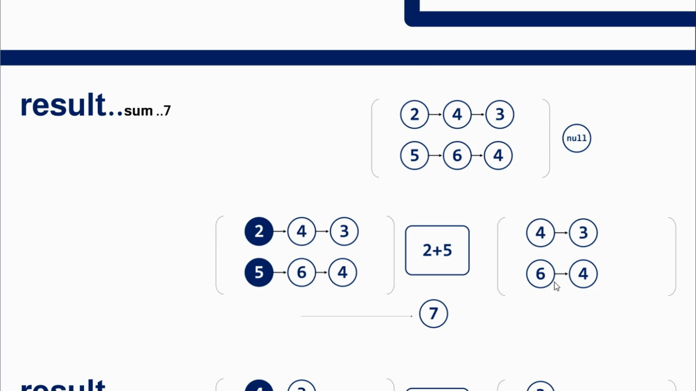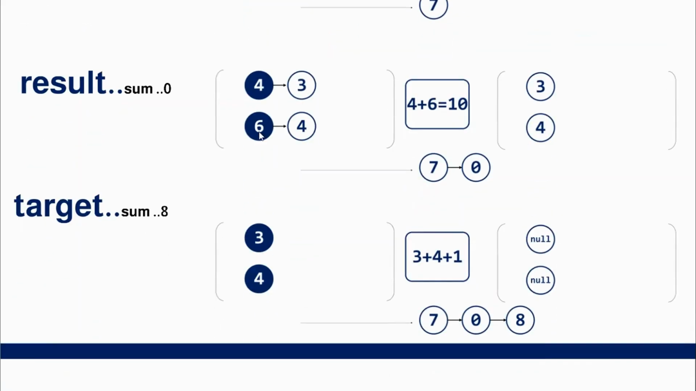So add the values 4 and 6 from list 2, it is 10. From this result value we'll place the last digit, that is 0, in the next node of our result list, and we'll carry over the 1. Next we move to the next node.